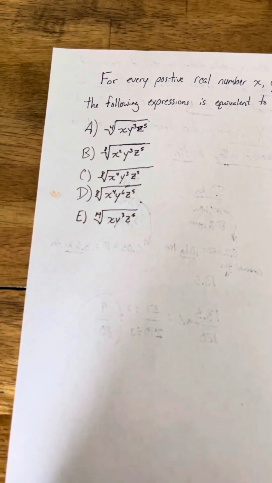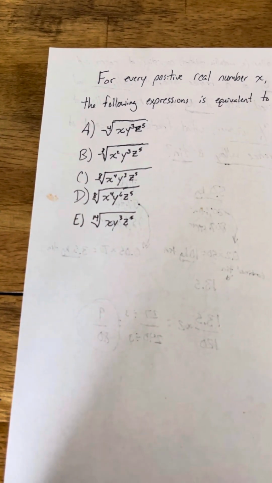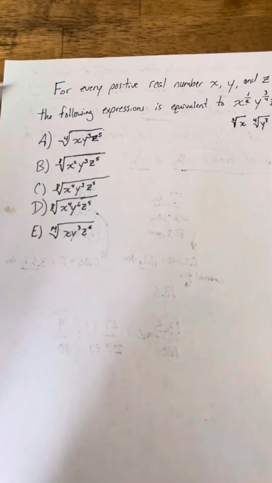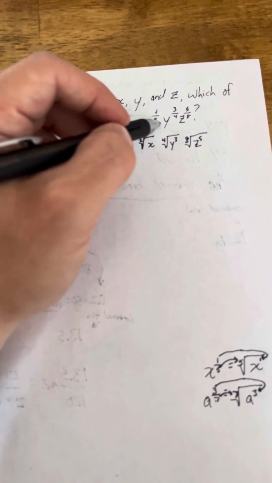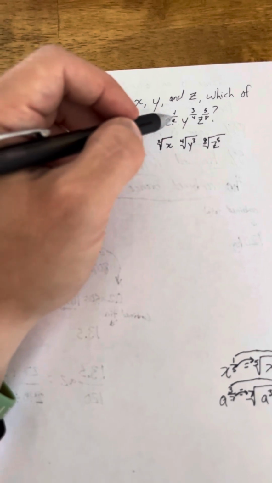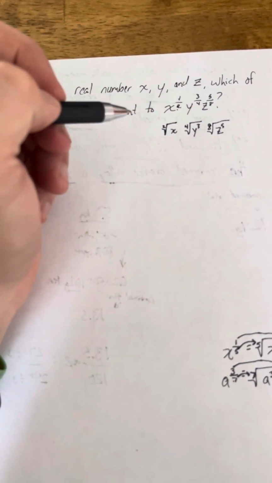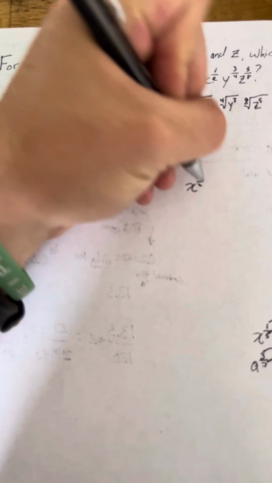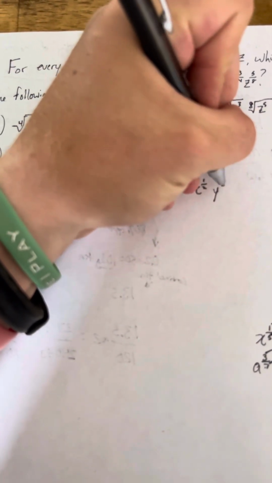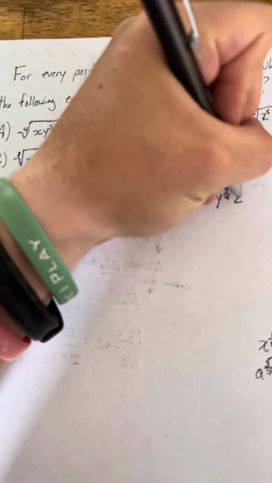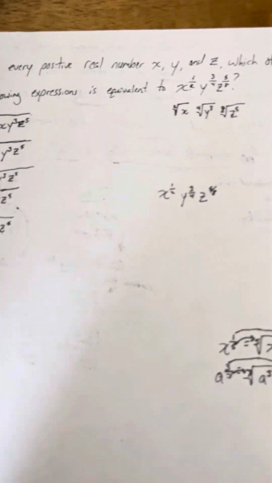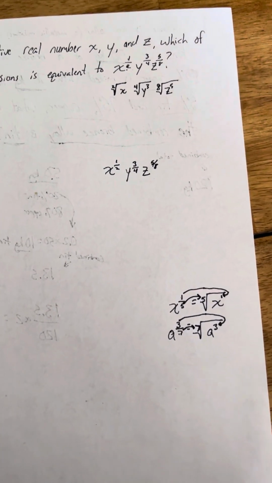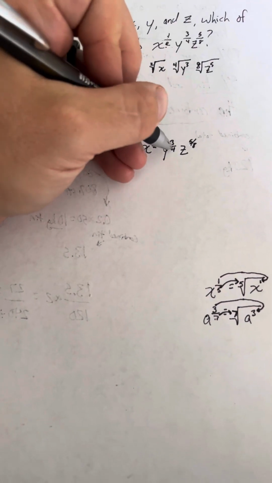But if you notice, none of your answers look like that. All of your answers have the same root. So what that means is we're going to have to change each of these to have the same denominator, because your root comes from your denominator. So this is just a GCF problem. I'm going to rewrite this: x to the 1/2, y to the 3/4, z to the 5/8. We need to find the GCF of 2, 4, and 8.